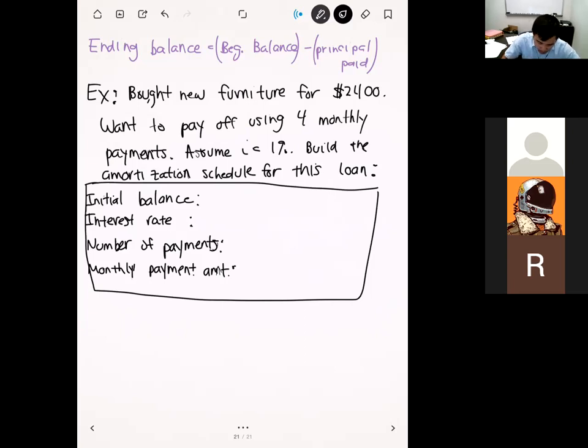Our initial balance here is going to be the cost of the furniture, so the initial balance is $2,400 because that's how much we're borrowing. The interest rate here is 1%. The number of payments is 4, so we want to make 4 monthly payments.